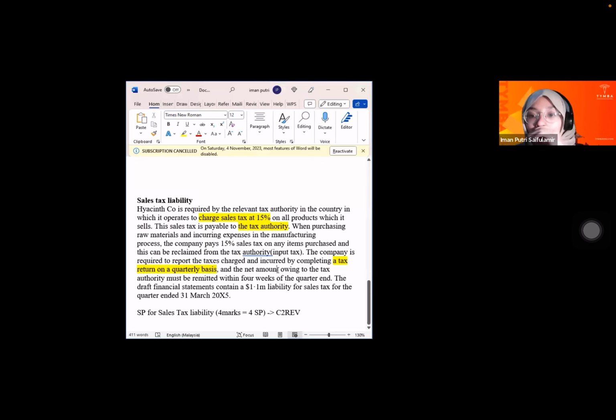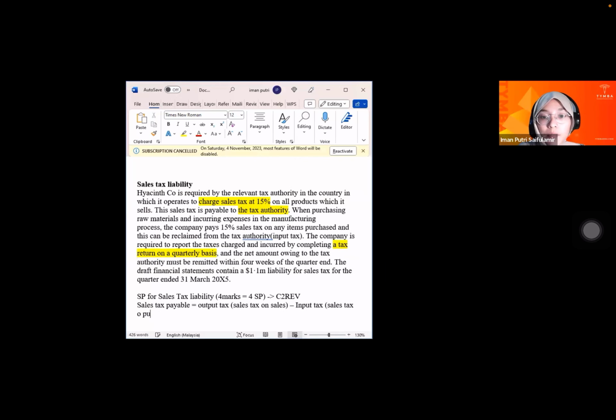Okay, net amount. Basically, how do we calculate the amount payable to the tax authority? Okay, sales tax payable. We will calculate by, basically, deducting. If you guys still remember output tax, which is the sales tax on sales, we will basically minus any input tax, sales tax on costs incurred on purchases. Okay, so this is how we will calculate the sales tax payable to the government.